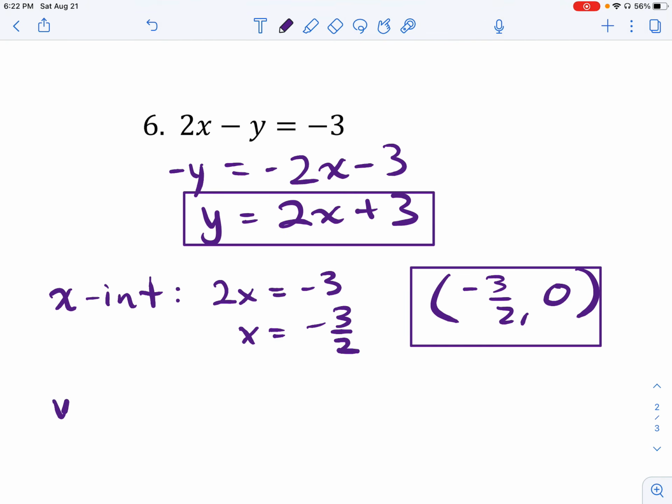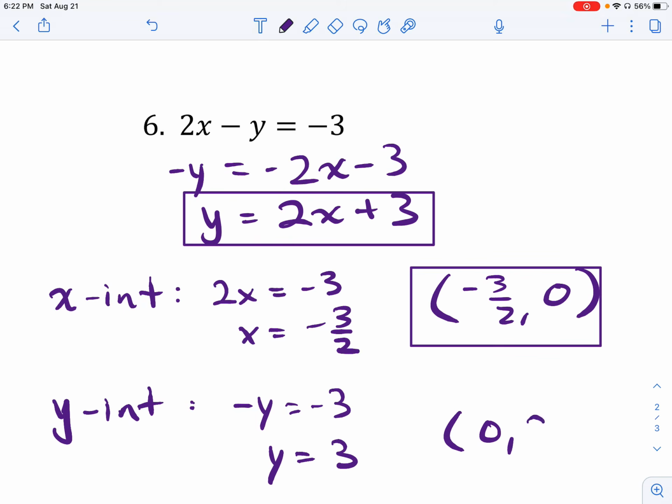And then our y-intercept is when x is equal to 0. I apologize. That's negative y is equal to negative 3. So y is equal to 3. All I did there was plug 0 in for x. And that means our coordinate here, or our y-intercept, is 0, 3. And there we go.